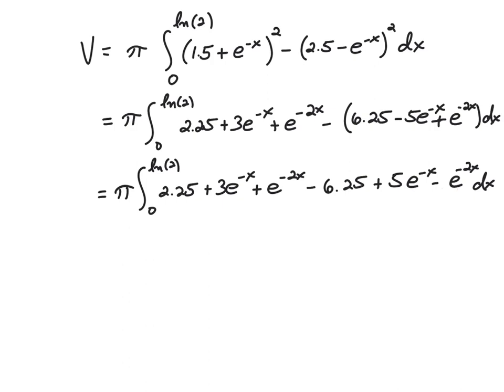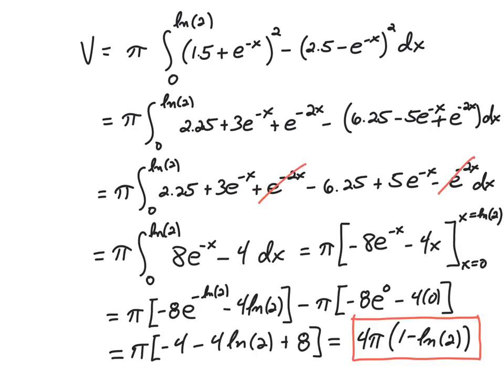And then we'll simplify the integrand. So the e to the minus 2x's will cancel out. We'll collect 2.25 minus 6.25 gives us a minus 4. 3 e to the minus x plus 5 e to the minus x gives us an 8 e to the minus x. And so then we just integrate this. We get a minus 8 e to the minus x, and then minus 4x. We're integrating from 0 to natural log of 2.